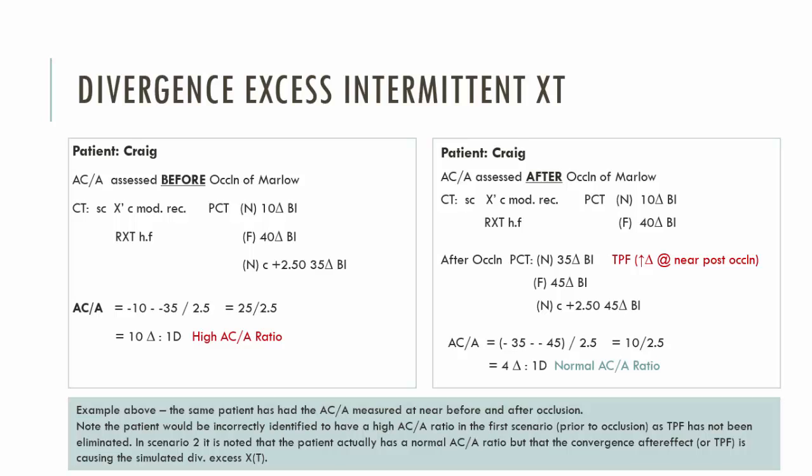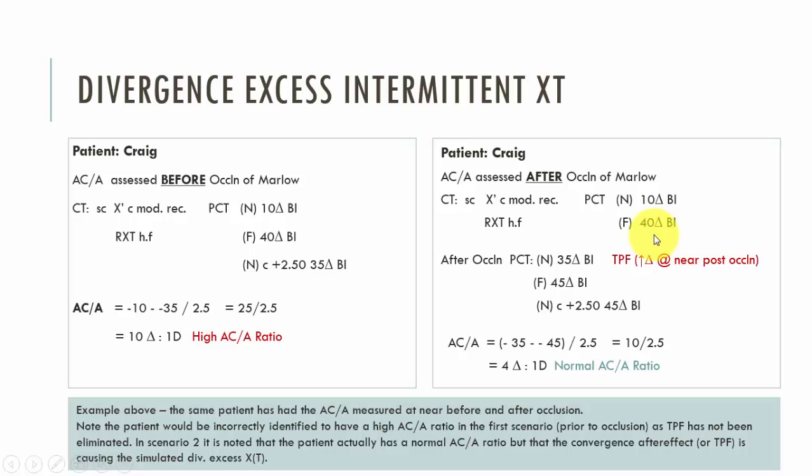Okay, let's discuss this using a patient example. Here we have Craig, who has an exophoria at near and an exotropia at far, and the measurements are 10 diopters at near and 40 diopters at far. And so here we see the same example, 10 diopters and 40 diopters at far.